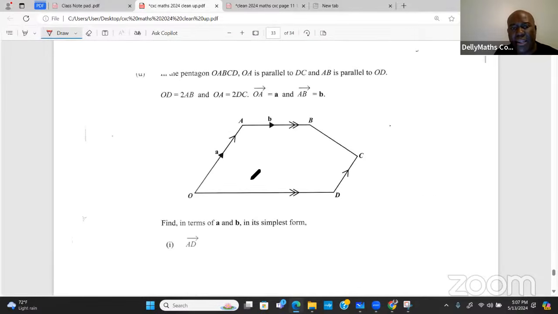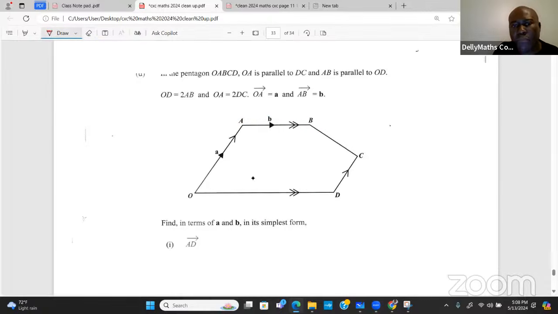We're in the last part of this now. Let's go. What I normally do with these questions is label them quickly. So we have a pentagon, O, A, B, C, D, where OA is parallel to DC. We were told that OA is parallel to DC, and you see the arrow indications here. They are parallel to each other. We got that. And AB is parallel to OD. We got this. They're parallel, so we have that as well.